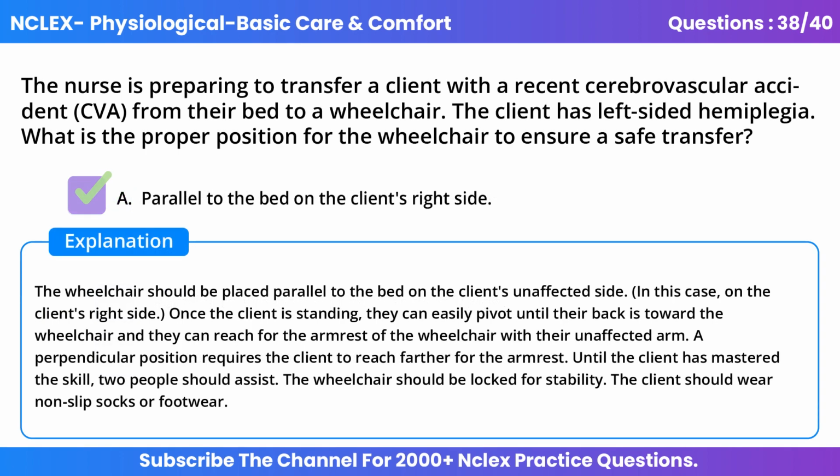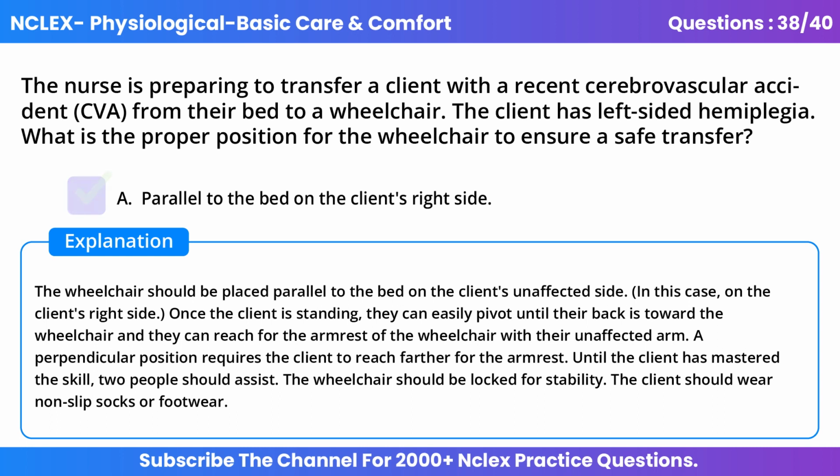The wheelchair should be placed parallel to the bed on the client's unaffected side. In this case, on the client's right side. Once the client is standing, they can easily pivot until their back is toward the wheelchair and they can reach for the armrest of the wheelchair with their unaffected arm.